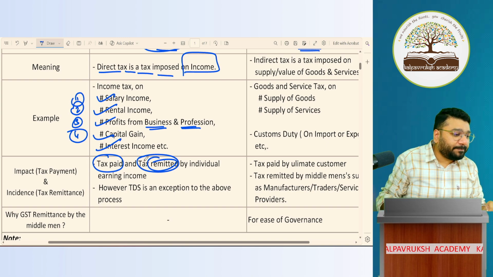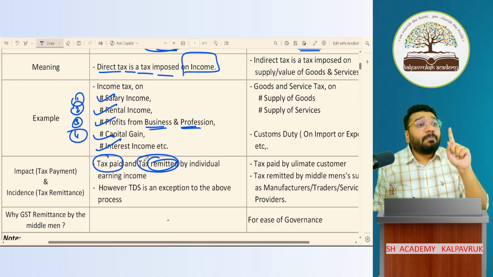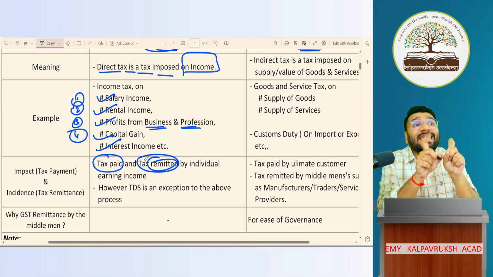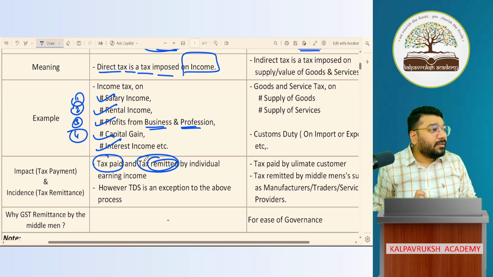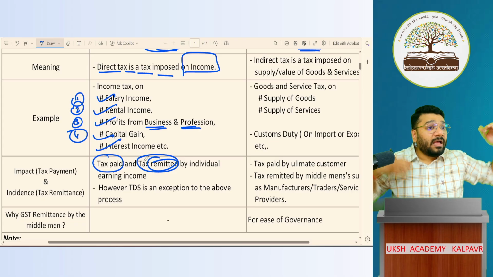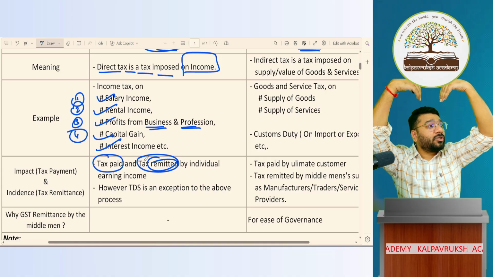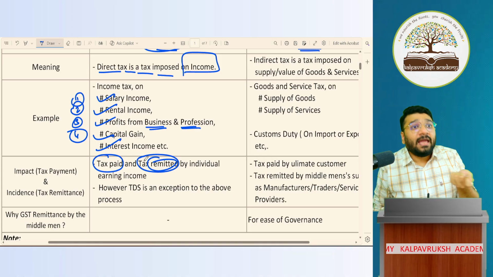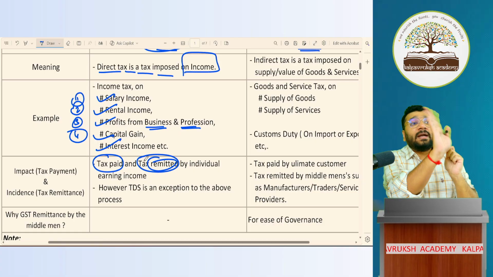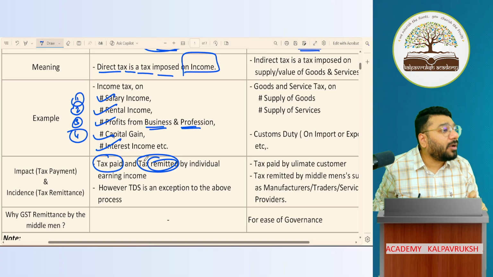Now listen very carefully. In income tax, that is direct tax, the person who is paying tax and the person who is remitting tax are both the same. The income tax department, the government of India, has given me the responsibility to pay tax and remit tax. So from my pocket I have to pay tax, and I am the person responsible to hand over the tax to the government. Nobody else will hand over the money on my behalf. I only have to hand over this money to the government. Got it, not got it?